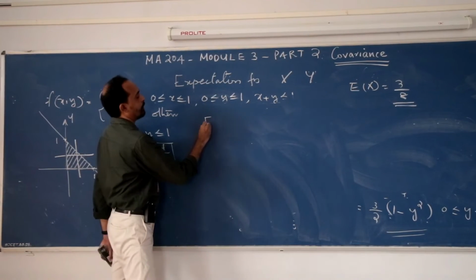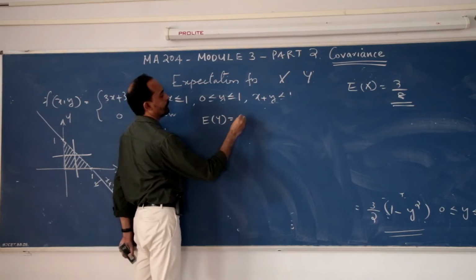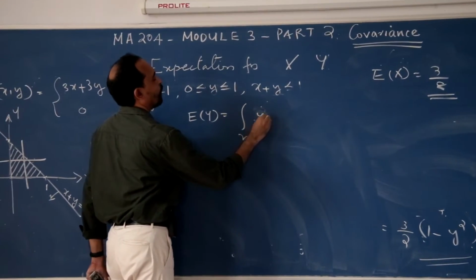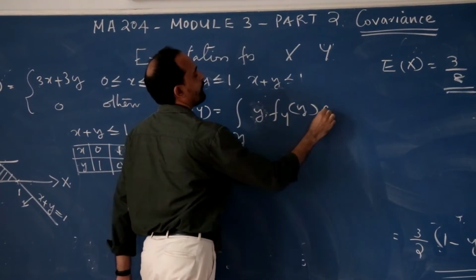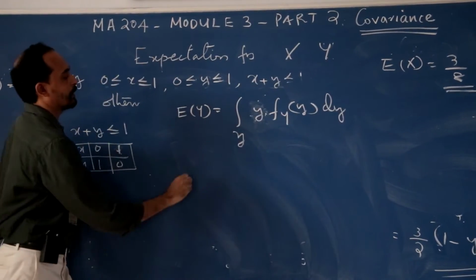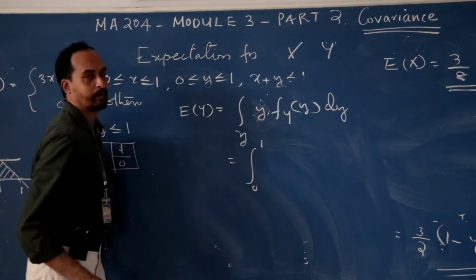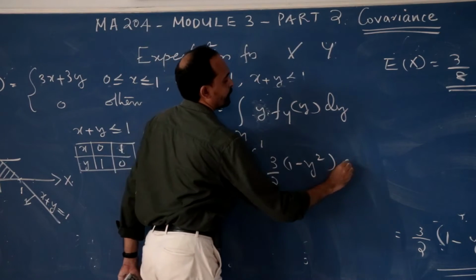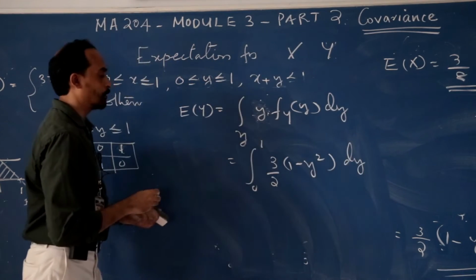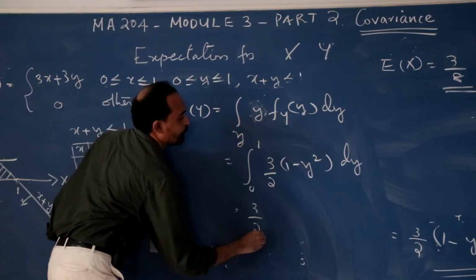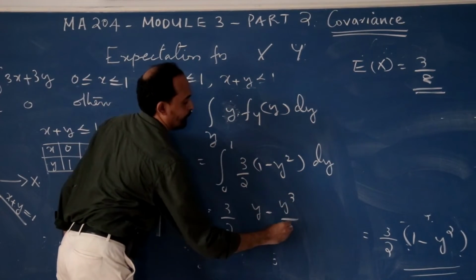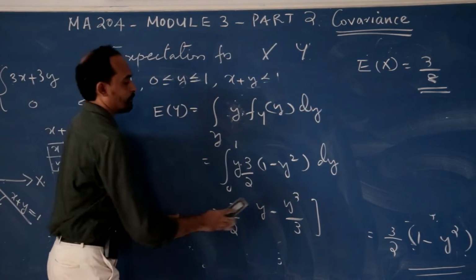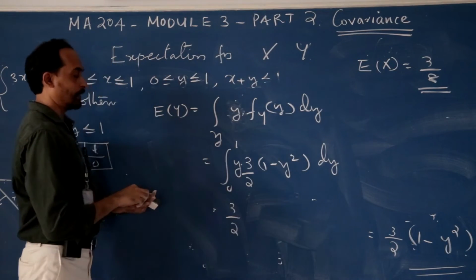Therefore expectation of y is equal to integral of y into f_Y(y) dy, that is, y varies from 0 to 1, f_Y(y) is 3/2 into (1 minus y) square dy, y varies from 0 to 1. That is equal to 3/2 into y, multiplied by 3/2 into (1 minus y) the whole square.